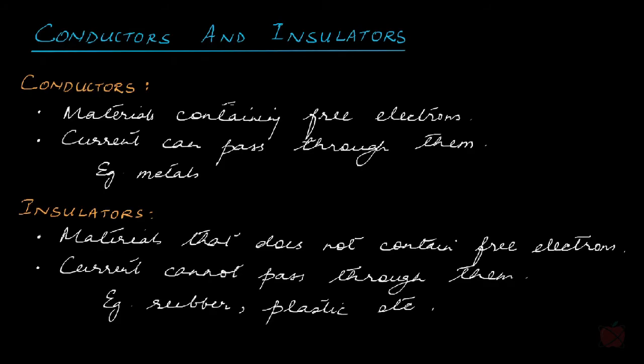All right. Now what are conductors and insulators? This is not something new to you. Conductors are materials containing free electrons. The electrons from the atoms of that material are free to come out from the atoms and become free electrons. Current can pass through the conductors. I think we know this very well, isn't it? Like what? Like metals, like electrolytes, etc. Insulators, on the other hand, are materials that do not contain free electrons. Because of that, current cannot pass through them. Like what? Like rubber, plastic, etc.